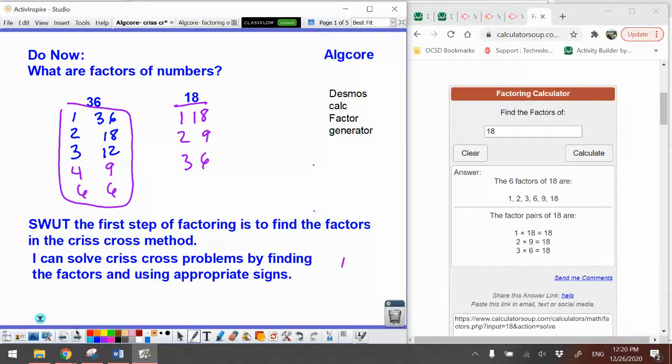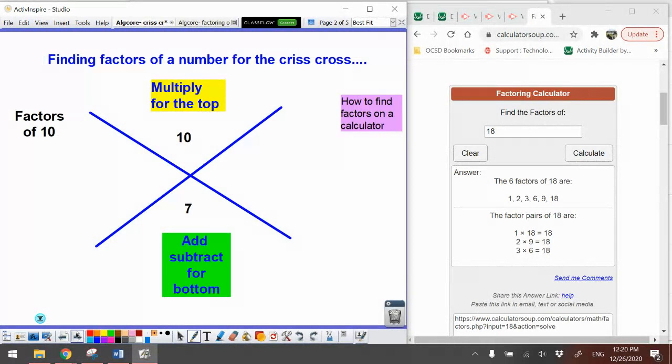So as we start this crisscross method, we have this x in the middle. And what's going to happen is our answers have to multiply to give us the top number, and they have to add or subtract to give us the bottom number. Okay, add or subtract to give us the bottom number. So we need the factors of 10 to start with. So factors of 10, that's pretty easy. 1 and 10, 2 and 5.